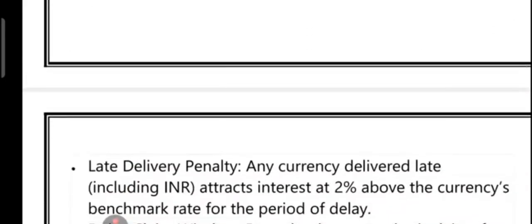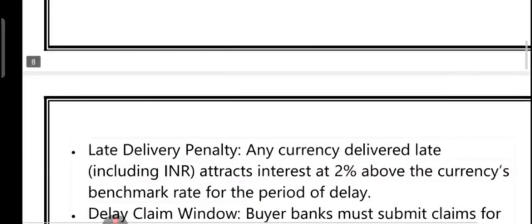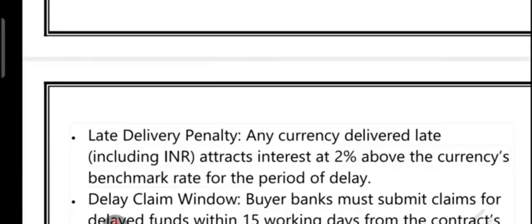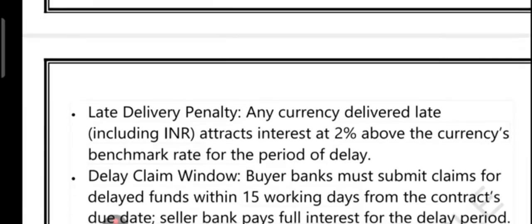Then I told you that if the currency, including rupee, is delivered late, what will happen? The penalty is increased to 2% above the benchmark rate.